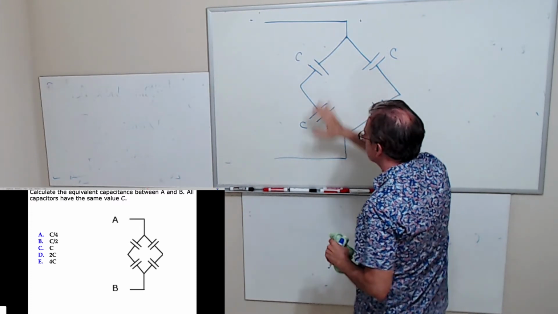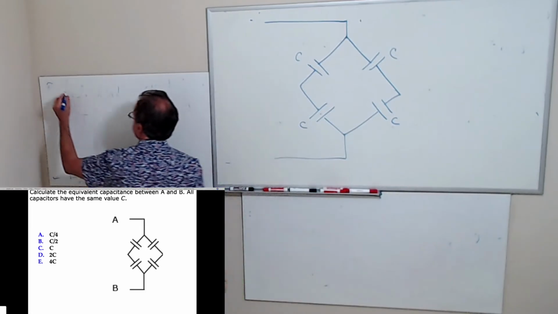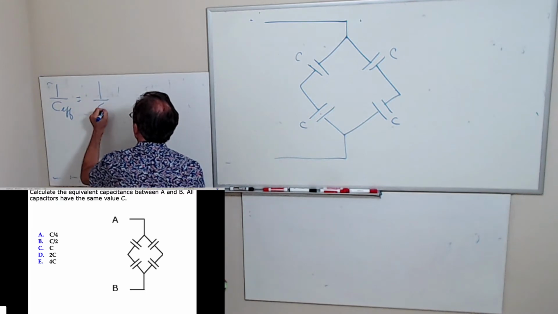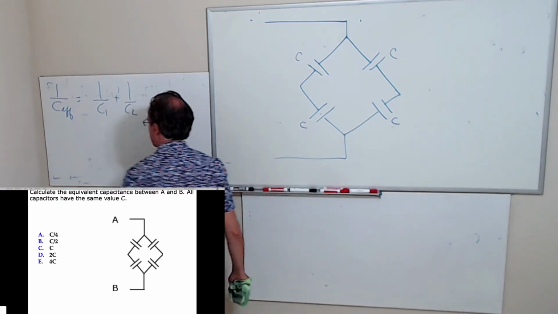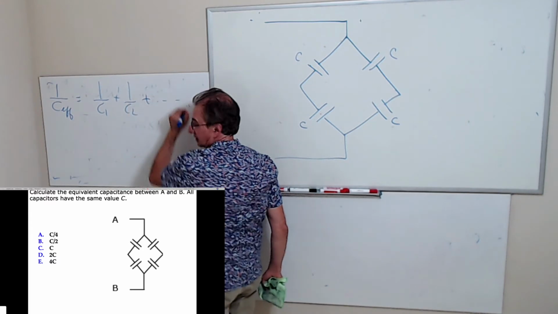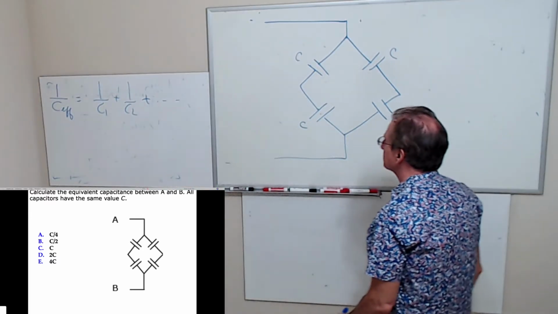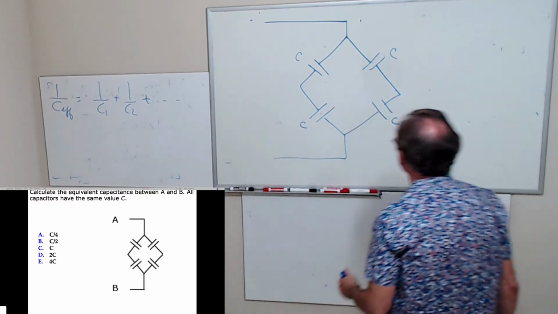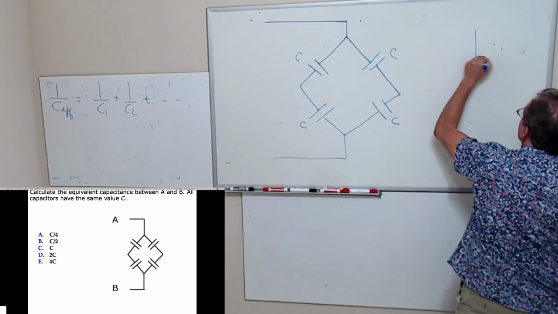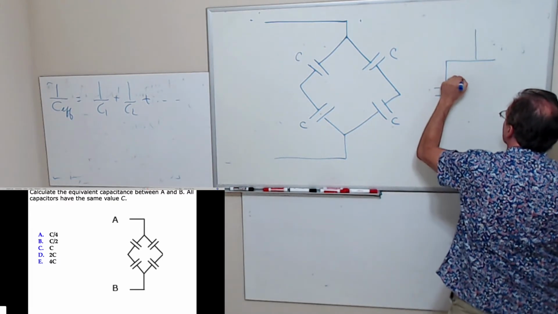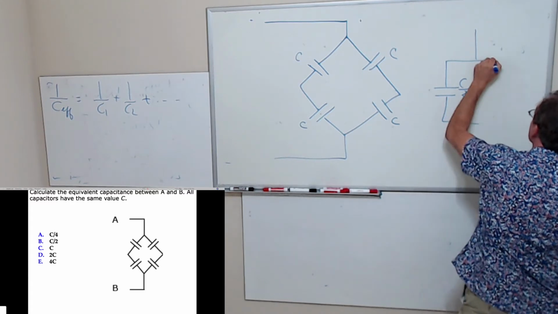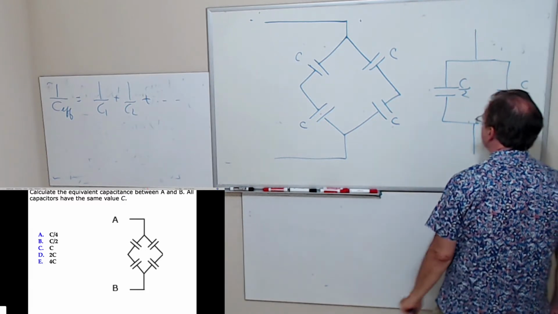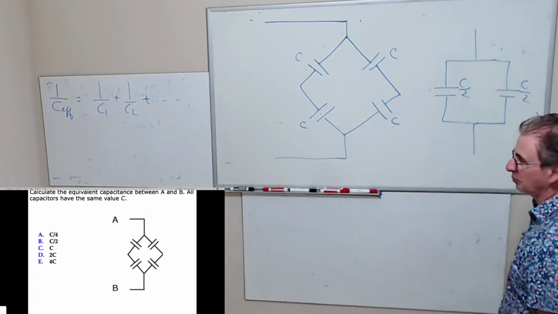So if these two are connected in series, of course the equation for series is given by that, and I can just dot, dot, dot. If they're both the same, we have 1 over C plus 1 over C is 2 over C, then you take the reciprocal to get C over 2. So I can replace those two and these two. And these are in parallel. And in parallel they add.